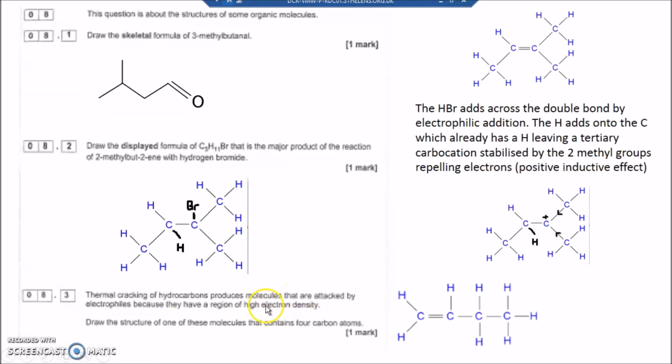High electron density means it's got a double bond. That's another way of saying that it's got a double bond. And electrophiles like HBr will attack by electrophilic addition onto that double bond. So thermal cracking produces molecules with 4 carbon atoms and a double bond. So 1, 2, 3, 4 carbon atoms with a double bond. The double bond can be here or it could be in the middle. Doesn't really matter. So it could be but-1-ene or but-2-ene.